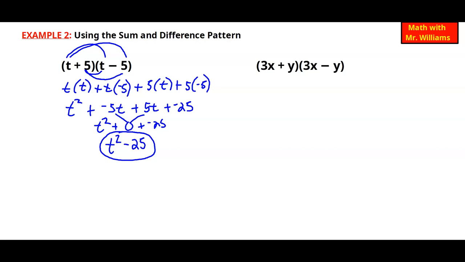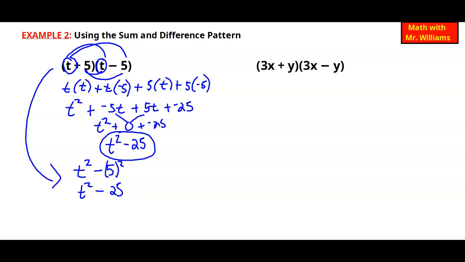Now, if we just follow the pattern, because these are opposites for the second part of each of the binomials, we just have to square the first term because they're the same, and then we put a minus because a positive and negative give us a negative when we multiply, and then we square the second part. So then we have t squared minus 25 as our answer. You can quickly see that knowing the pattern makes things quicker and there's less work.